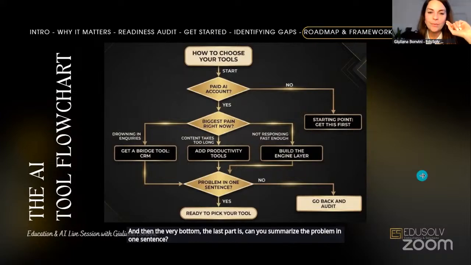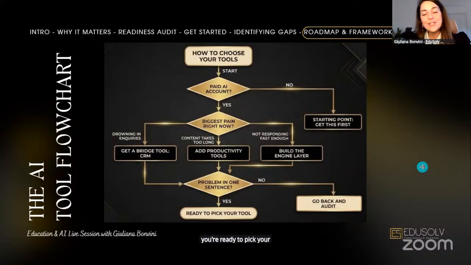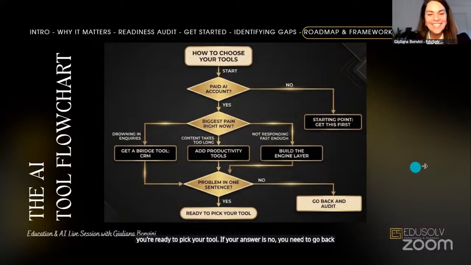Can you explain the problem in one sentence? If the answer is yes, you're ready to pick your tool. If your answer is no, you need to go back to the beginning.